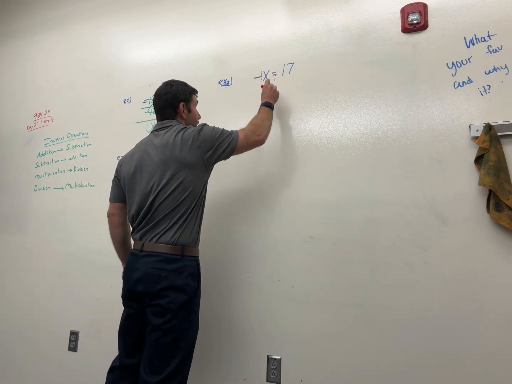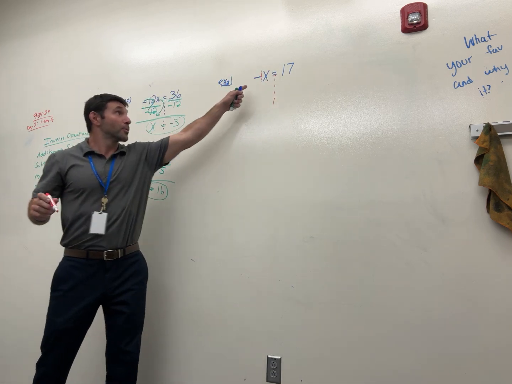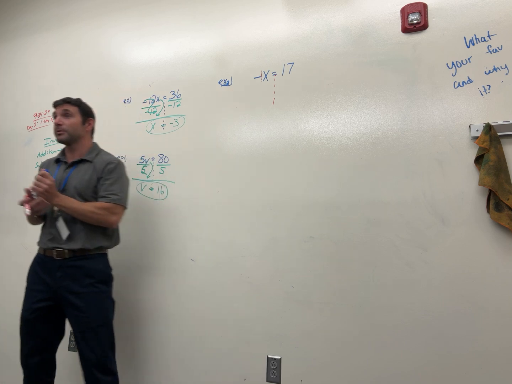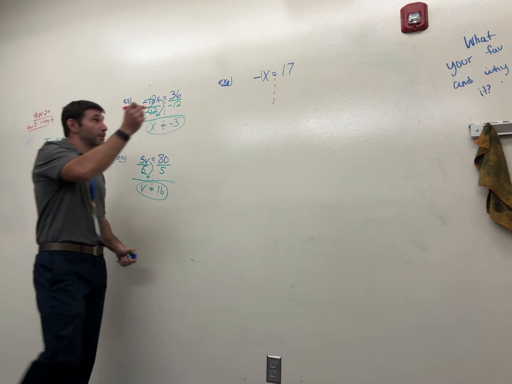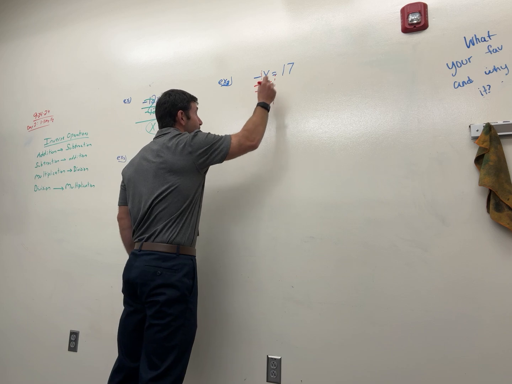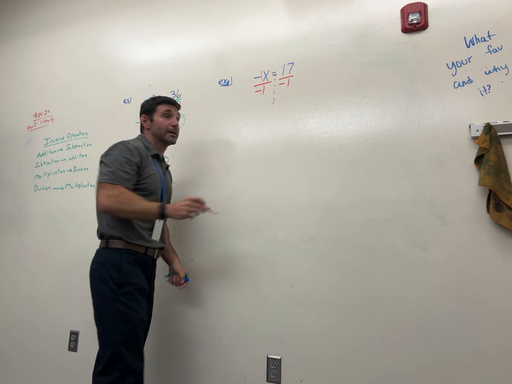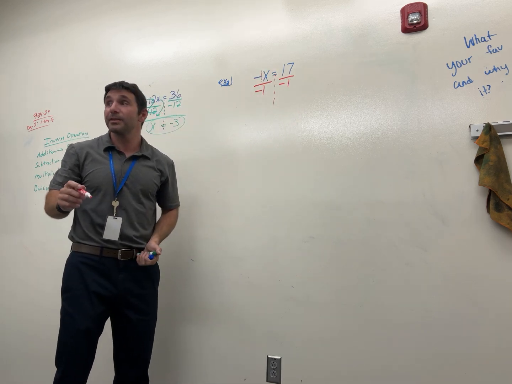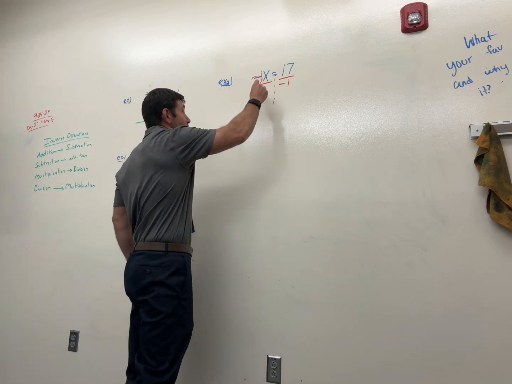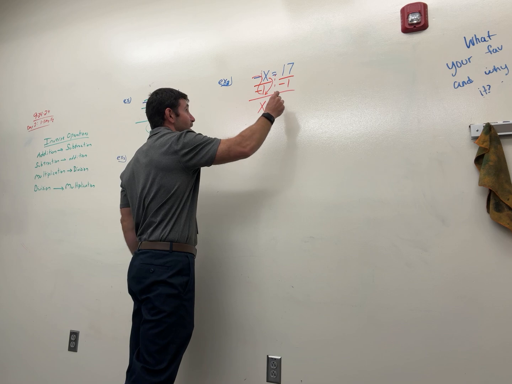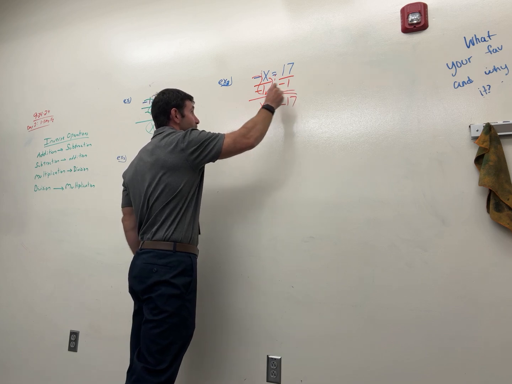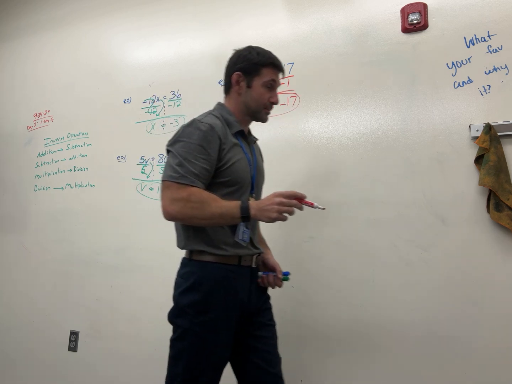So I find my balance point. When we have a coefficient next to a variable, it means multiplication. So if it's multiplying, what do we have to do as an inverse? Divide. We're going to divide both sides by -1. Why? Because a negative divided by a negative is positive, and that leaves us with a positive 1x. 17 divided by -1 is -17.